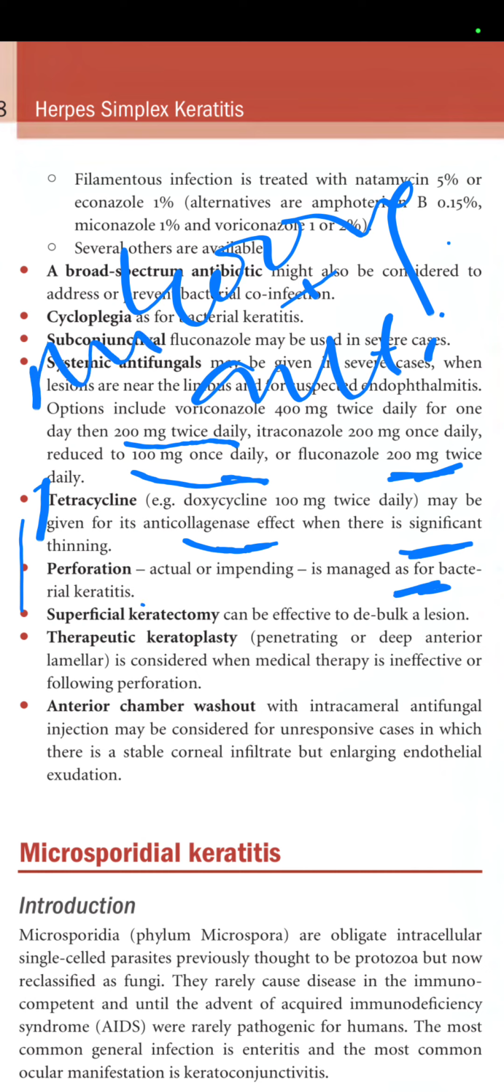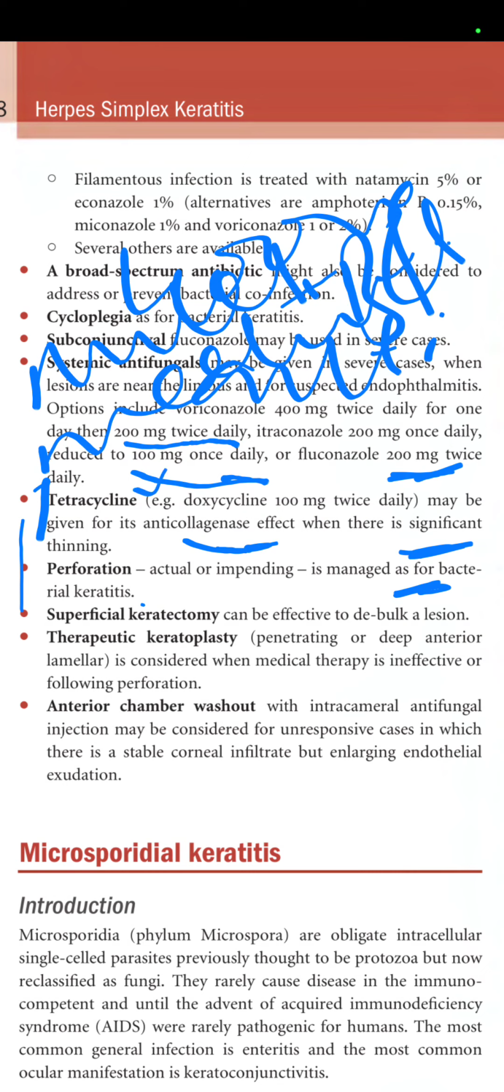If there is a mild perforation, we can do BCL. If there is a medium perforation, we can use glue, and if there is a moderate one, then we go for keratoplasty. Superficial keratectomy may be effective to debulk a lesion.